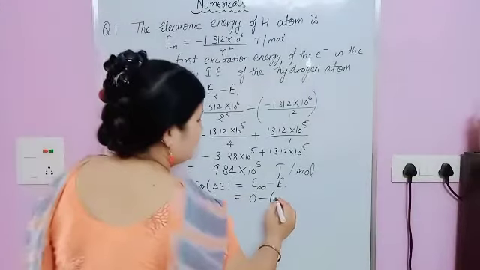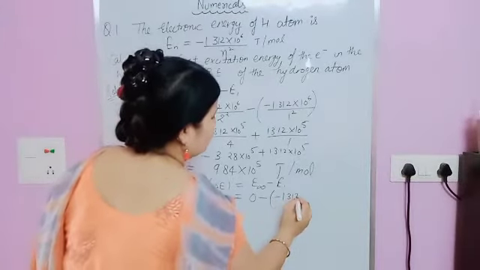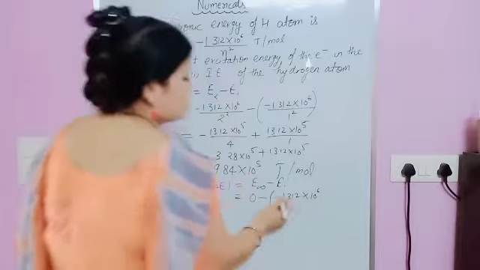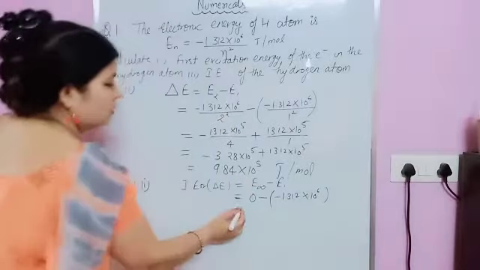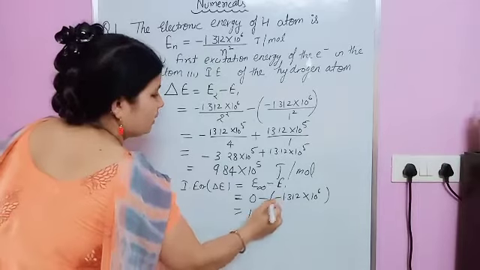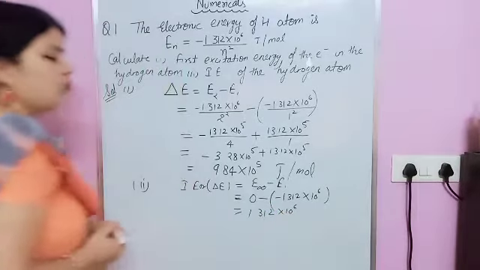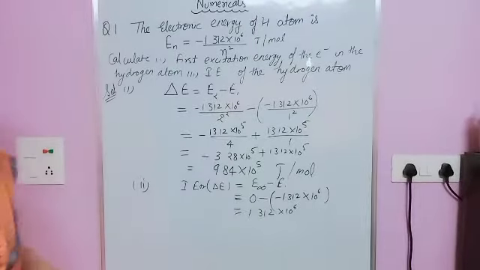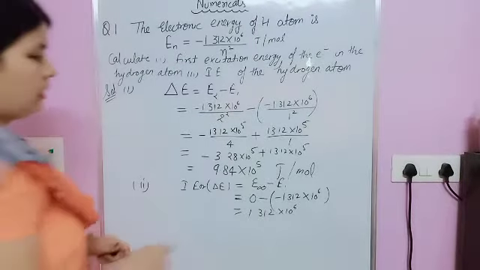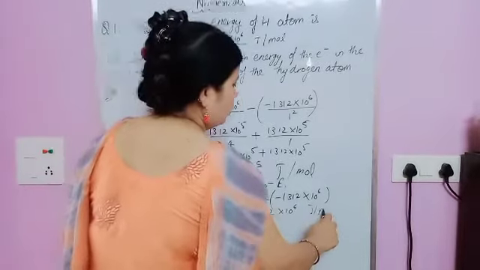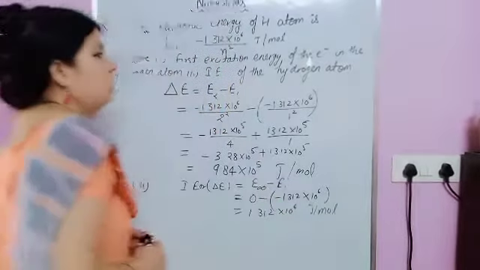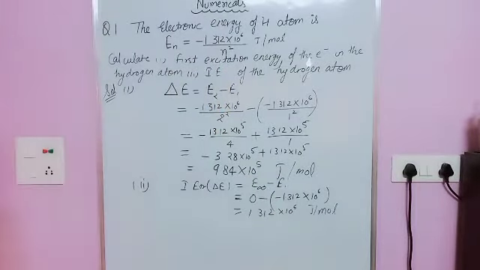E1 is minus 1 into 10 raised to power 6 upon 1. No need to write 1. So your answer is 1 minus minus becomes plus, so this is 1.312 into 10 raised to power 6 joule per mole. This is your answer. Note down this.